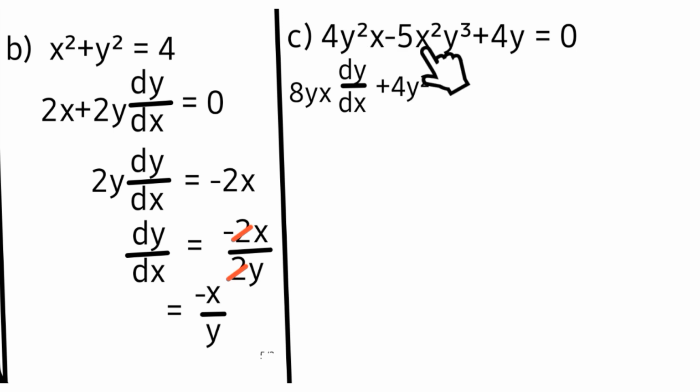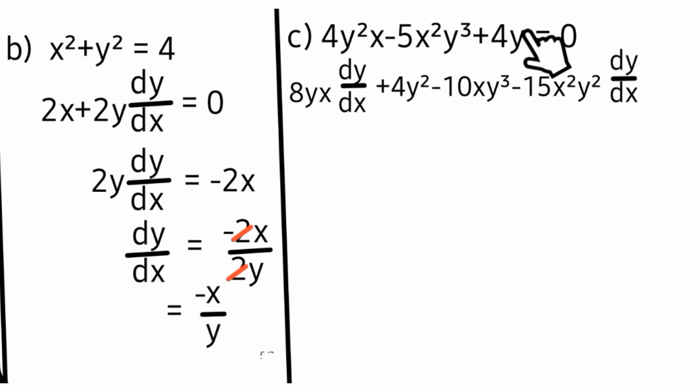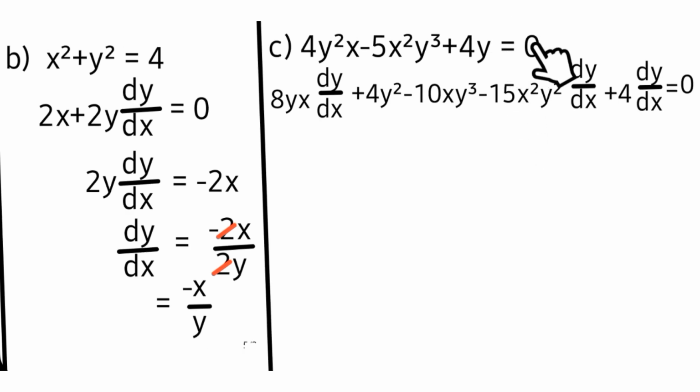Now let's differentiate x. 2 times minus 5xy raised to power 3. Now let's differentiate y. 3 times minus 5x squared. The power of y being 3 minus 1 gives y raised to power 2. Differentiating 4y, the power of y here is 1, so 1 times 4 equals 4, and the constant differentiates to 0.